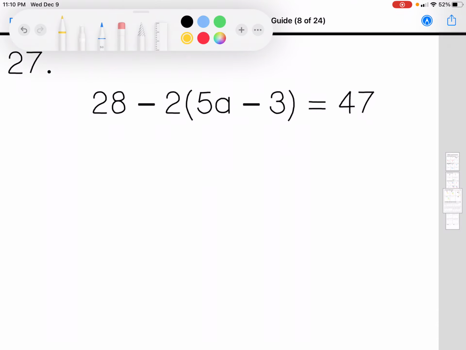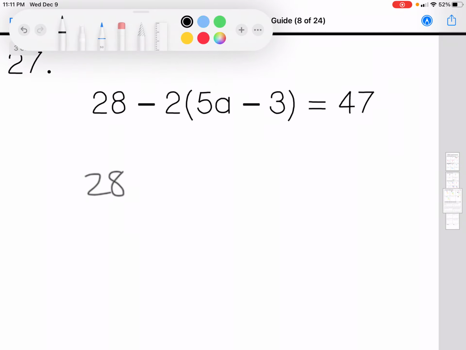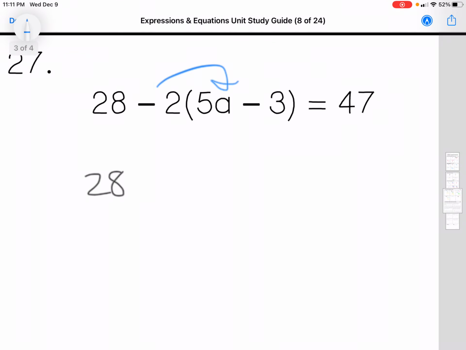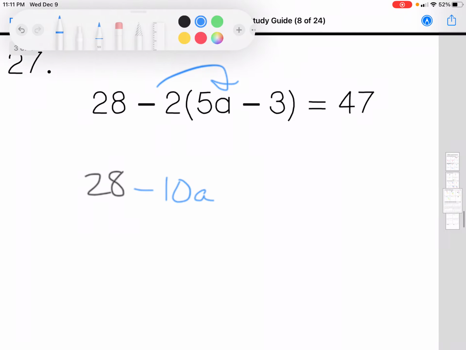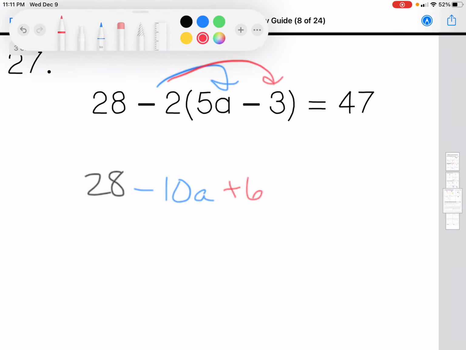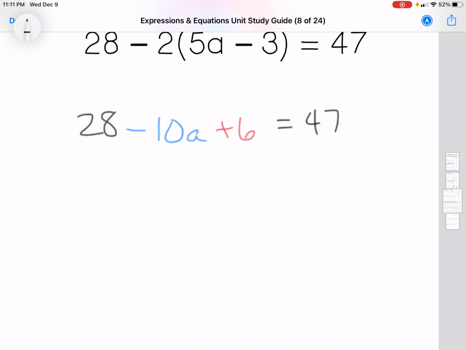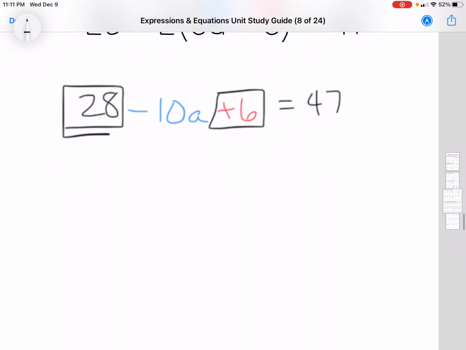Number 27. Again, that 28, just bring it down. We're not going to do anything to it just yet. All right, -2 times positive 5 is -10a. -2 times -3 is positive 6. Like terms. Okay, go ahead and combine those.